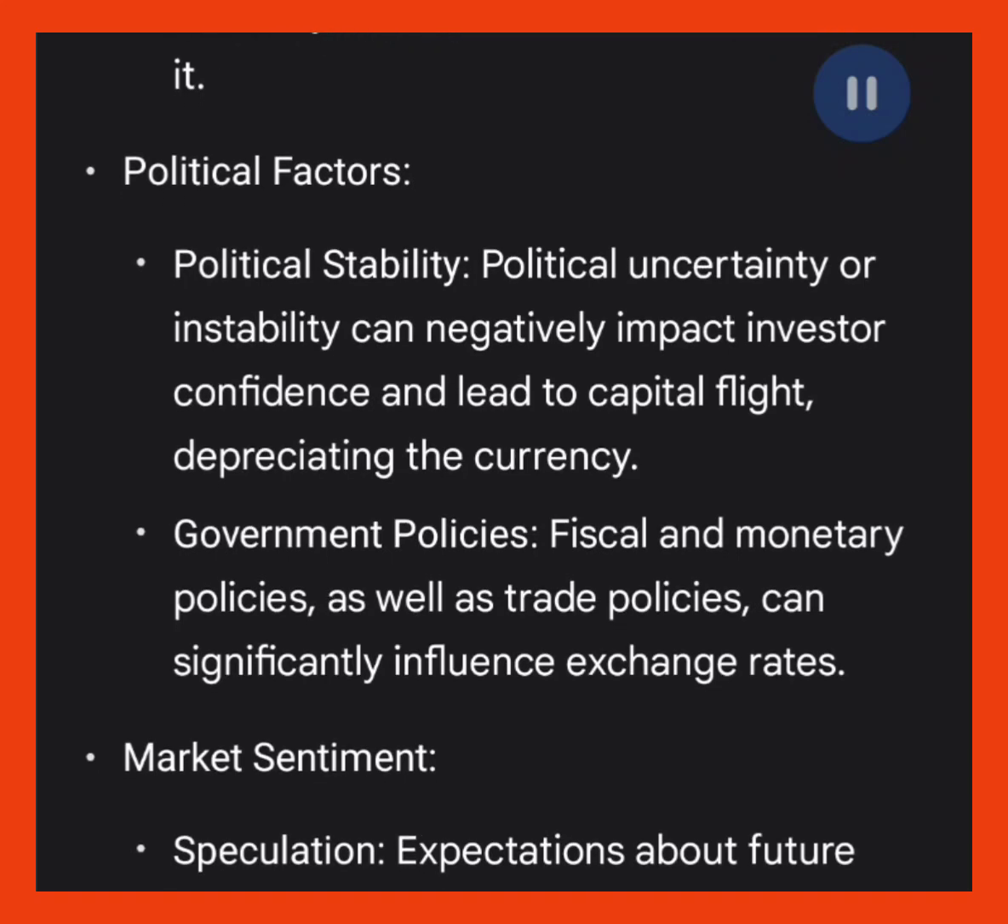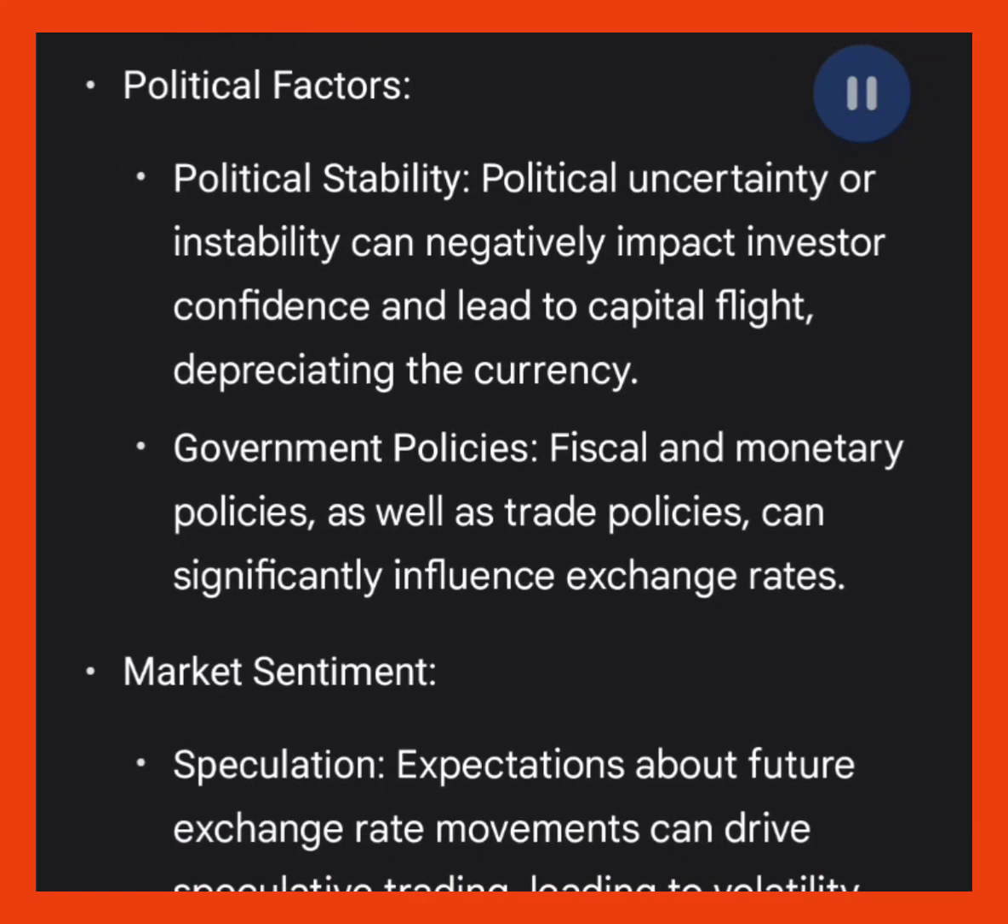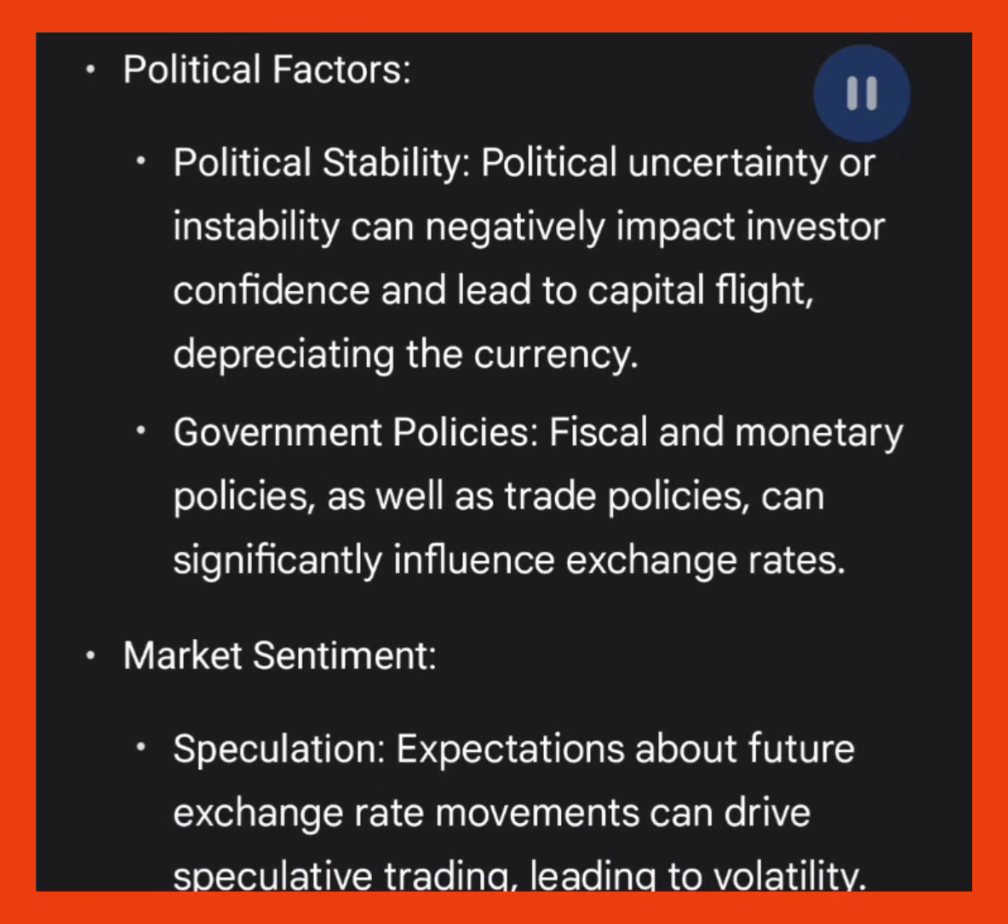Political factors. Political stability. Political uncertainty or instability can negatively impact investor confidence and lead to capital flight, depreciating the currency. Government policies. Fiscal and monetary policies, as well as trade policies, can significantly influence exchange rates.